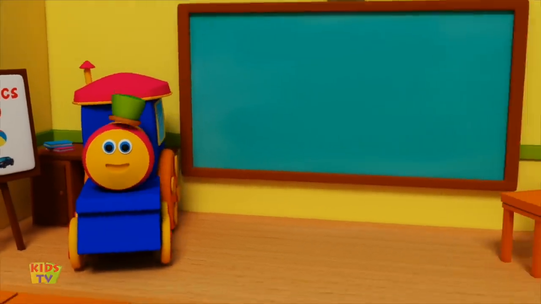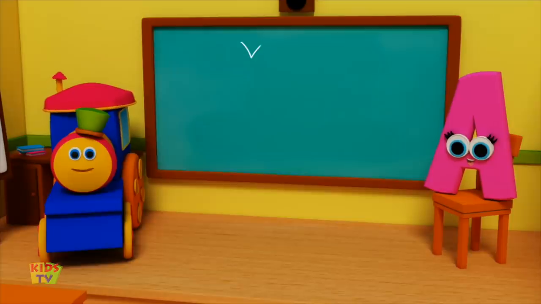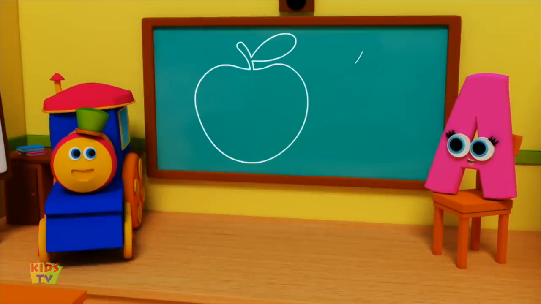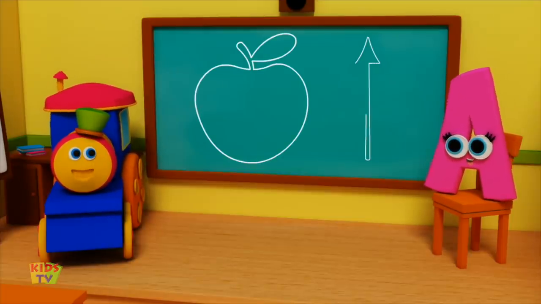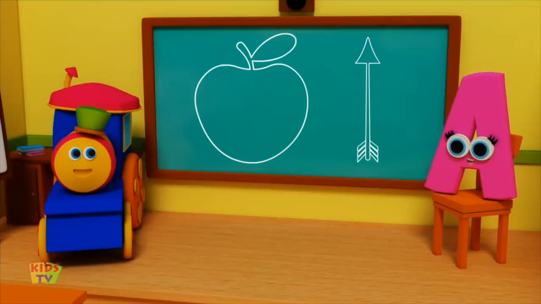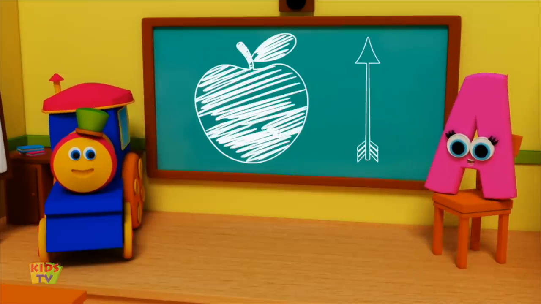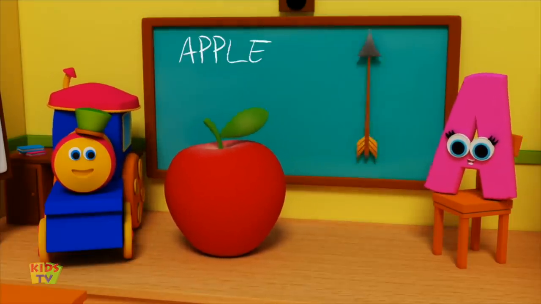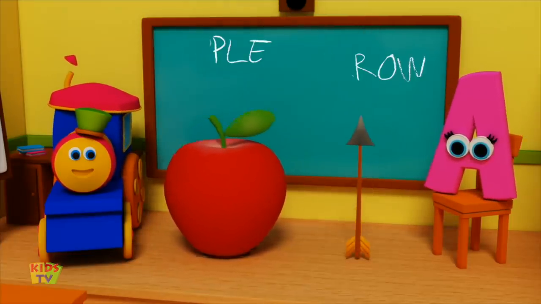Let's go! A is for apple, a, a, apple. A is for arrow, a, a, arrow. A is for a, a, a, a, apple. A is for a, a, a, a, arrow.